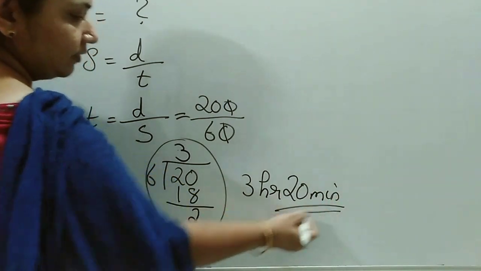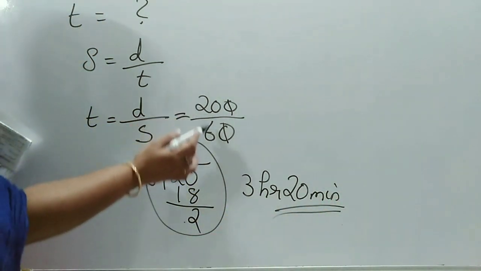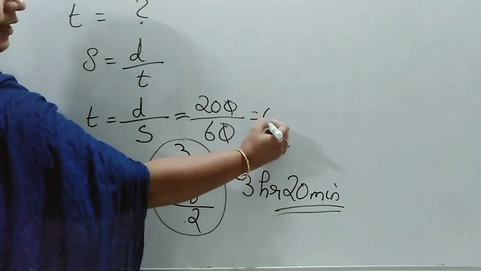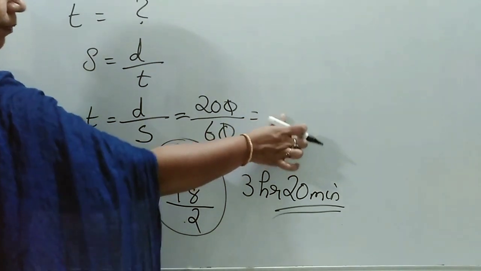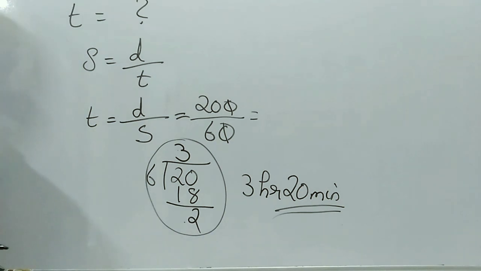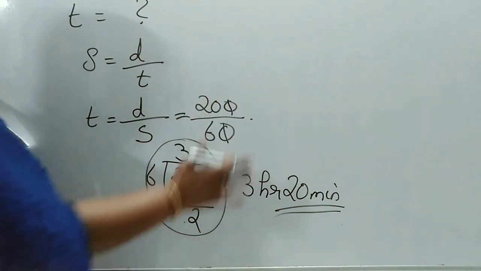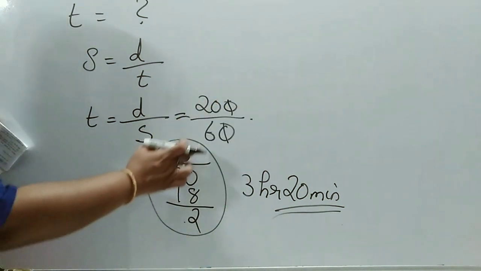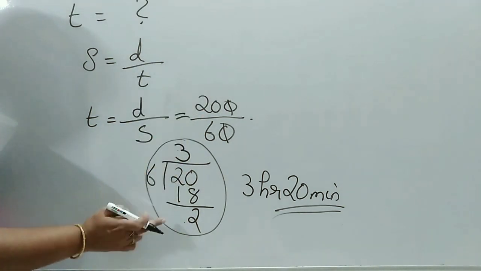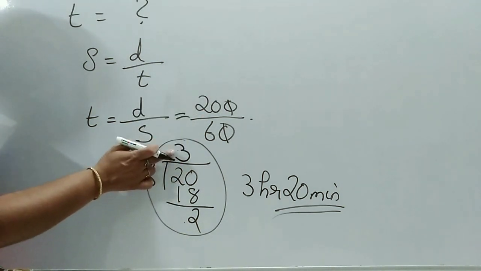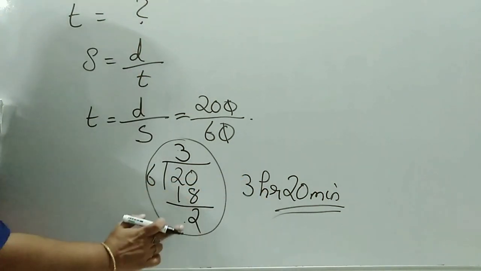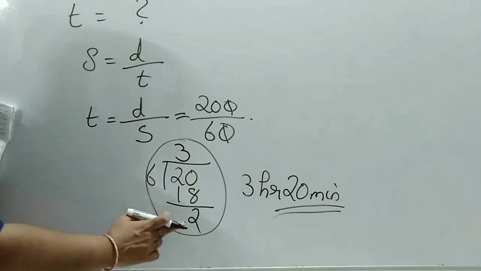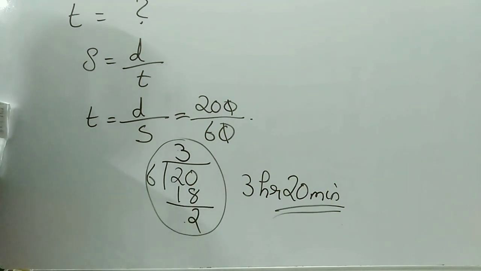Either you can just divide 20 divided by 6, you will get 3.333. But it is not the correct way of mentioning the time. So we just want to divide 20 divided by 6. The quotient, what we are getting, is the hour. So 3 hour. And remaining 2 minutes. It is not 2. We have written 20 minutes.